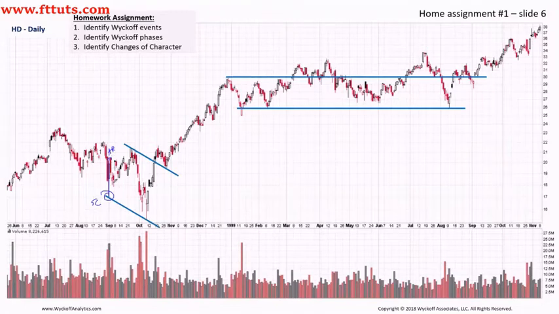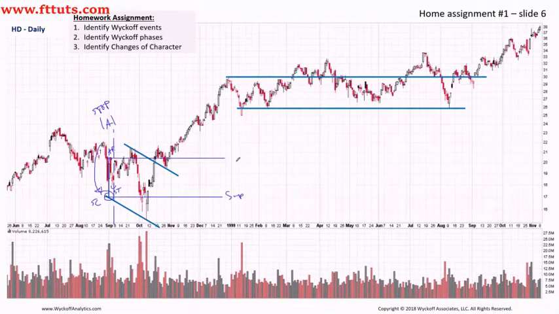Okay, so then the next reaction and the next low as a high low could be labeled as secondary test, and that defines phase A. The intention of phase A is stopping action. Great. What are we stopping? The downward movement. Okay, great. So now that we've stopped that, now we could define the resistance and the support.